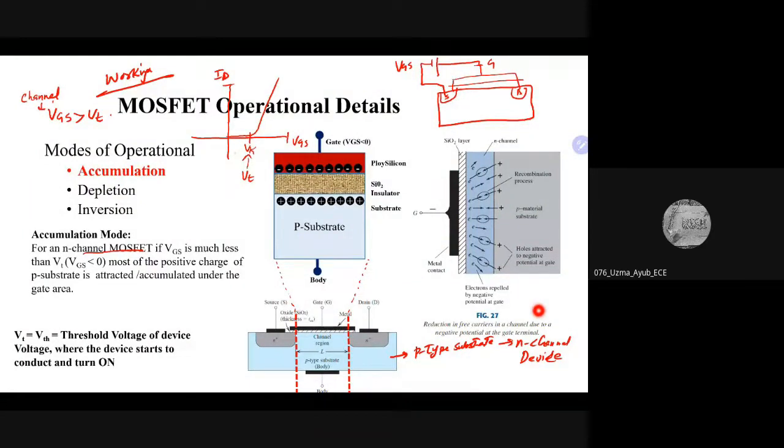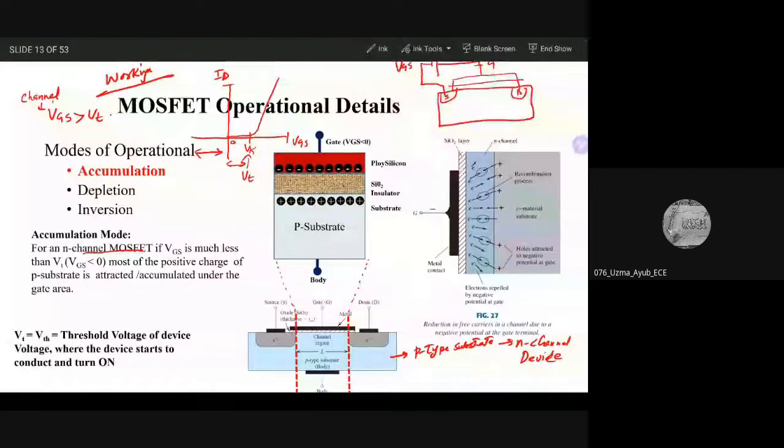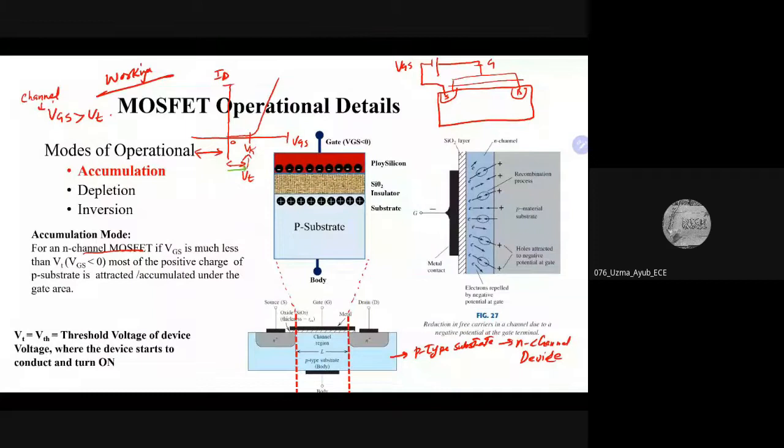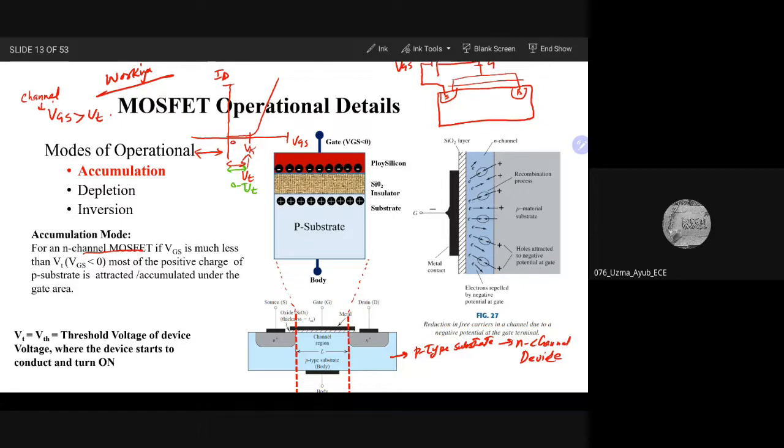Now, if VGS is less than VT, threshold voltage, it can be this much, that is 0 to VT, or it can be negative, or it will be less than 0. In both these cases, VGS is less than VT. So I said that either it can be this much from 0 to VT, or it will be less than 0, it means negative. So in both cases VGS is less than VT.